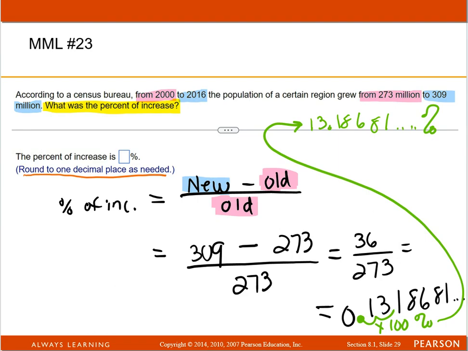The answer is the percentage. It's the percentage that needs to be to 1 decimal place. The first decimal place is right after the decimal point. That's where the 1 is, but the next number is an 8. So your 13.1 becomes a 13.2. And that is number 23.